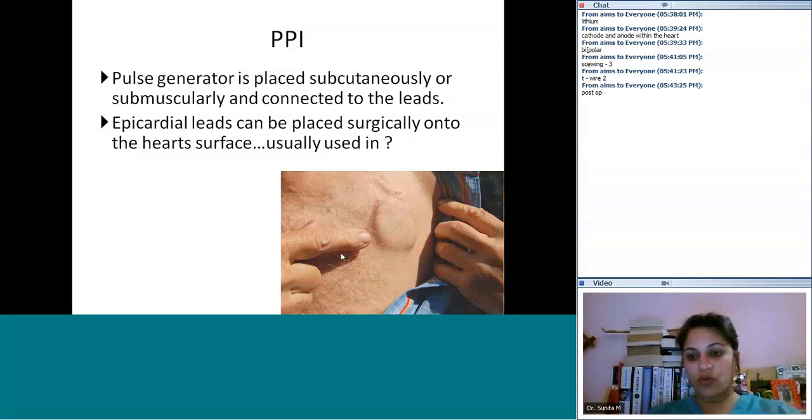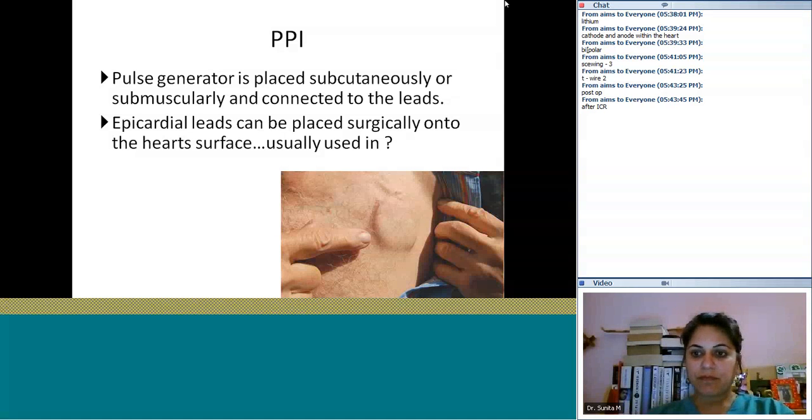Okay, so you could use it in the post-op situation because you may need it only for a short period of time. And anyway, so when you're coming out of the OR, you put epicardial leads connected to your temporary pacing. When the patient doesn't need it anymore, you disconnect it. Where else do you use epicardial leads? Anyone else? Okay, after ICR.